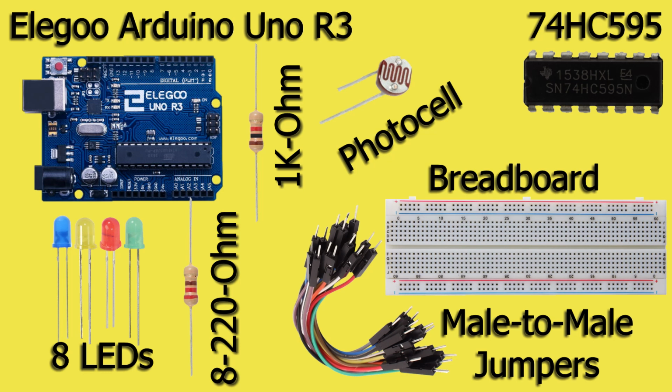Most of the components were used in lesson 24, so really the only change here was the 1 kilo ohm resistor and the photoresistor or photocell, and perhaps a jumper or two.